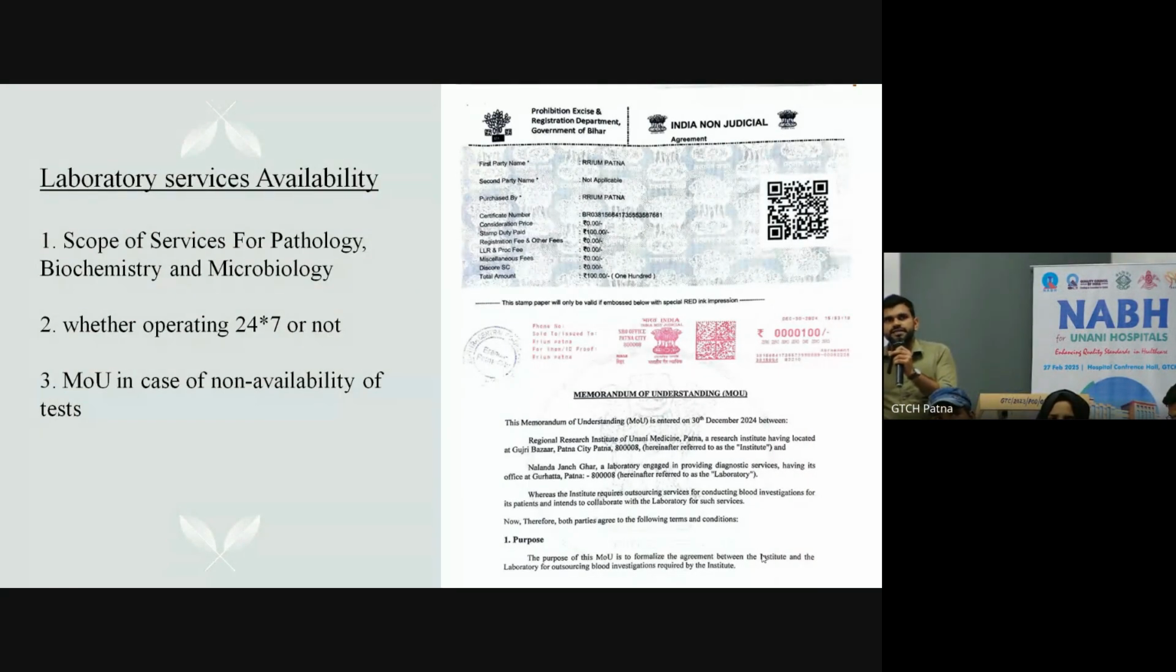Next is the laboratory services availability. Right now, if we are having a pathology lab, biochemistry lab, or microbiology lab, then first of all the labs should define their scope of services. Then how many tests they are performing right now, what is the duration of each test, and all the SOPs should be prepared for each and every test.